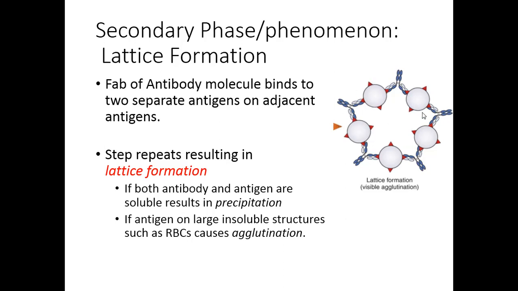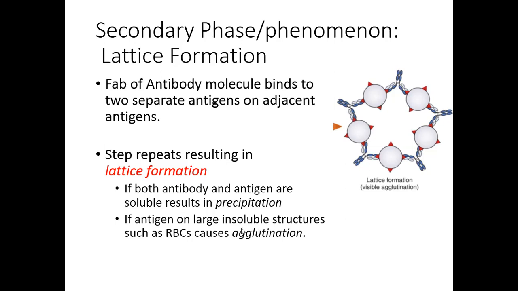And what happens is, the more of this binding that takes place and the more of these complexes that form, and the bigger that it forms, the antigen-antibody complex gets bigger and bigger, and it becomes insoluble, and it becomes visible in the form of either precipitation, if it started with both soluble antibody and antigen, or in the form of what we call agglutination, if we started first with an insoluble structure like a red blood cell plus soluble antibody.